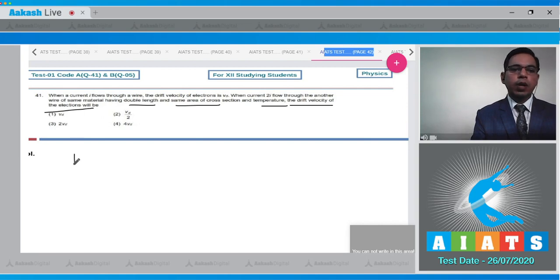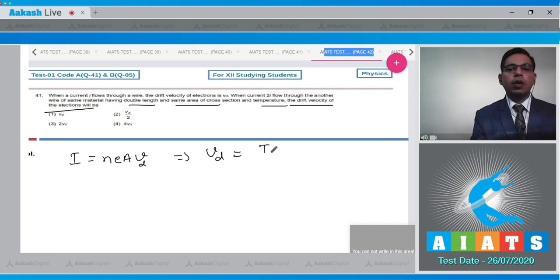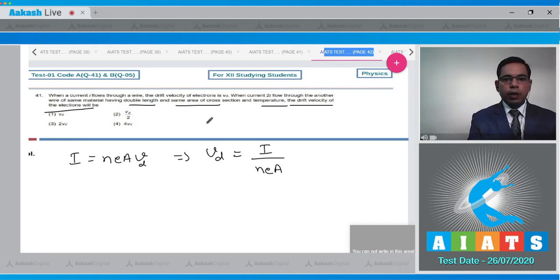Now dear students, we know that I is NeAVd. That means here we can see that Vd is equal to I upon NeA. From the given data, here I is changing, area is same, e is same. Since material is same, the electron concentration will be same. Now Vd is directly proportional to I. Here I is doubled, that means Vd will also be double. So Vd dash will be equal to 2 times Vd.